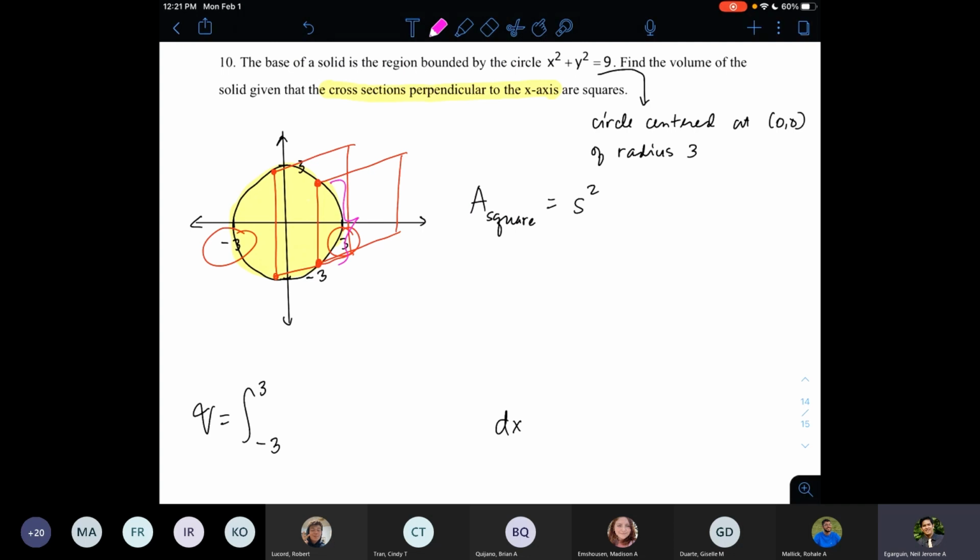Maybe I should erase the other square. So basically what we do is, the side length S would be this length over here. How long is this strip? But remember, this is exactly the vertical strip that we drew. And remember from last time, to compute the height of a vertical strip, that would be the top function minus the bottom function, right? But what are these functions?